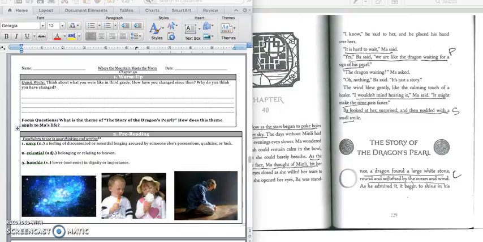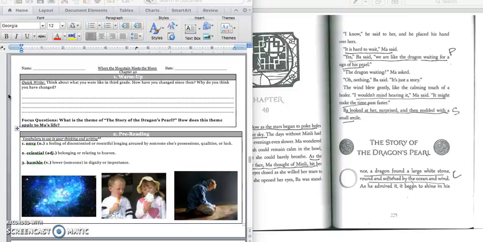complete our quick write that says, think about what you were like in third grade. How have you changed since then? Why do you think you have changed? Press pause to write down your answer and play when you're ready for the focus question.